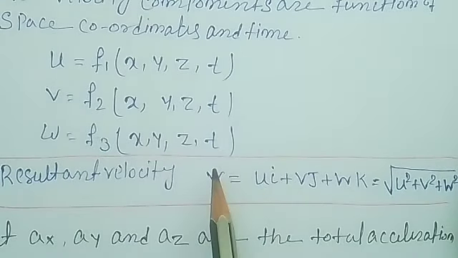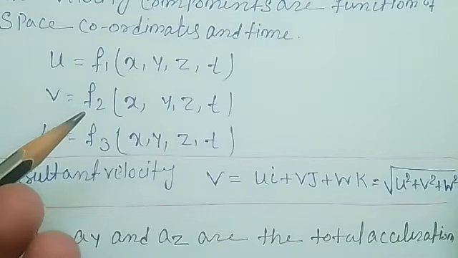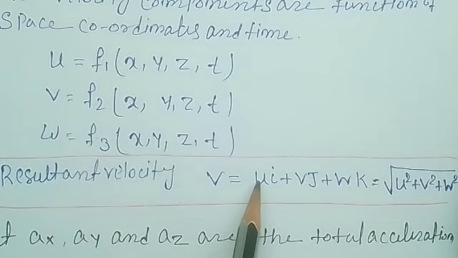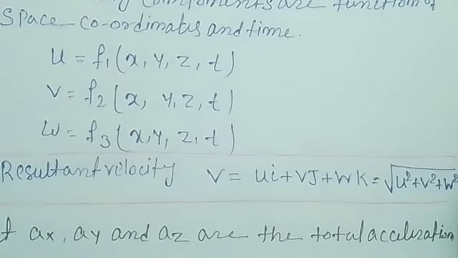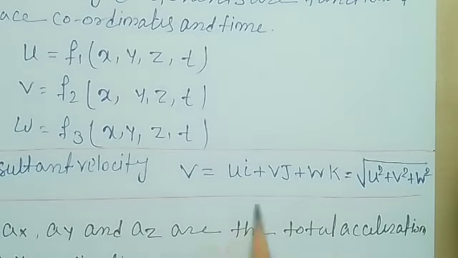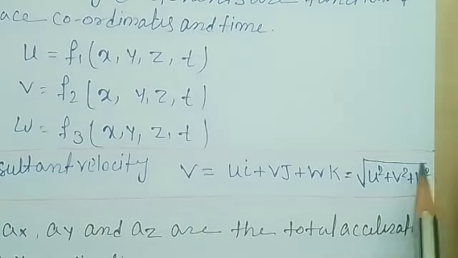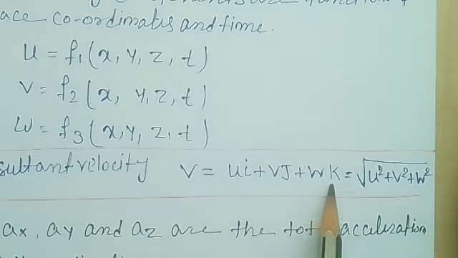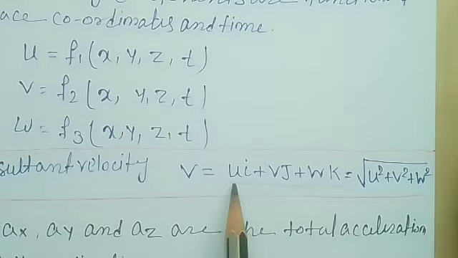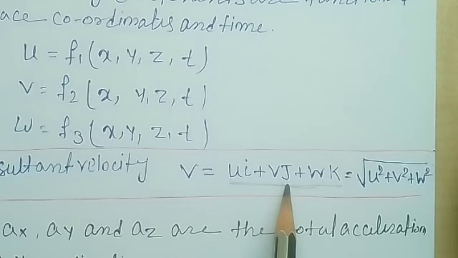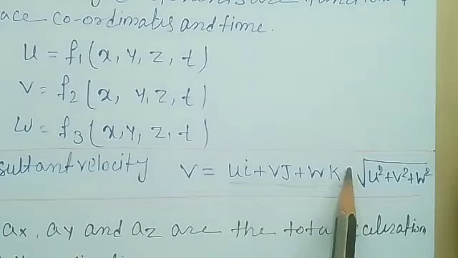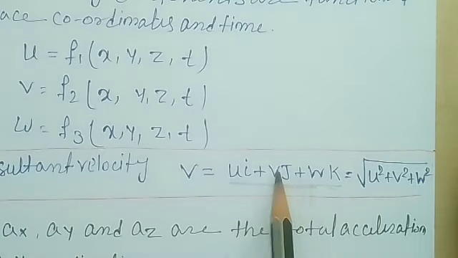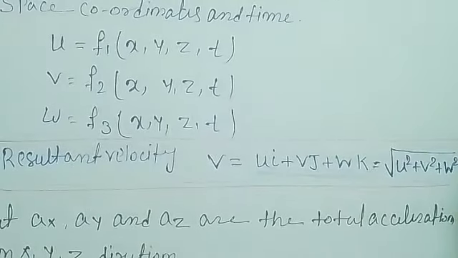Whenever you have to find the resultant of a given velocity vector, you take the square root of the sum of the squares of the coefficients of the vector. So the resultant velocity is the square root of u square plus v square plus w square. Whatever velocity is given in the vector form ui plus vj plus wk, the coefficient of i is u, the coefficient of j is v, and the coefficient of k is w. So we take the square root of u square plus v square plus w square. This is our resultant velocity.